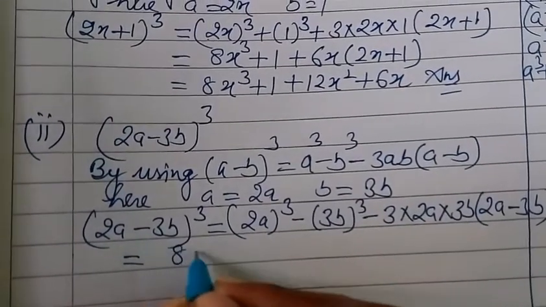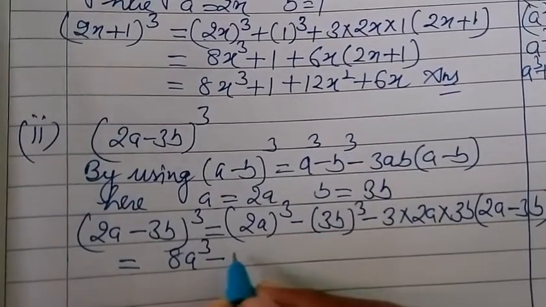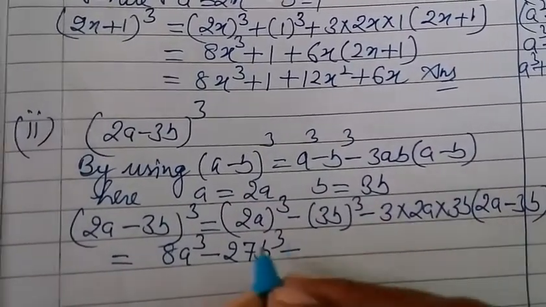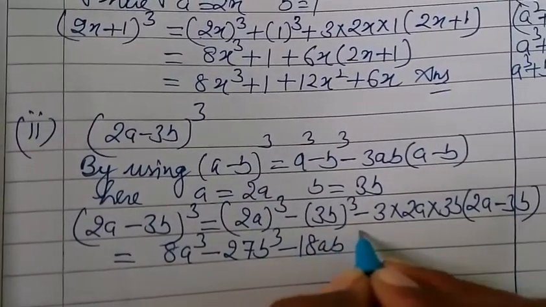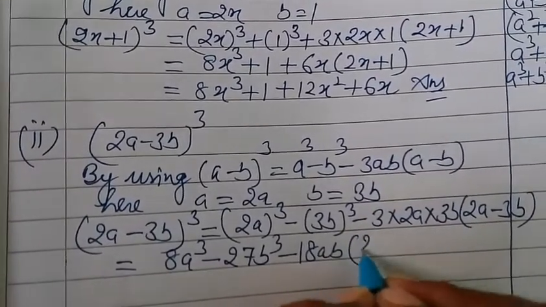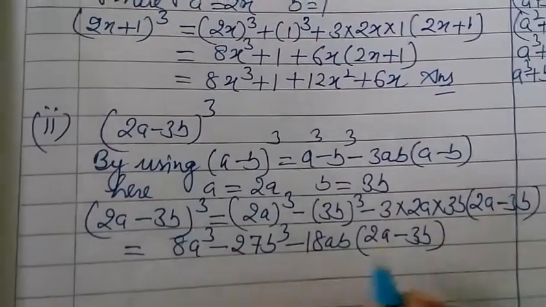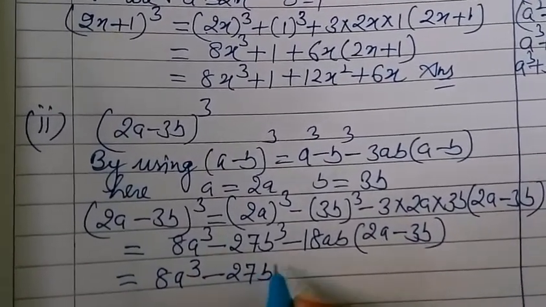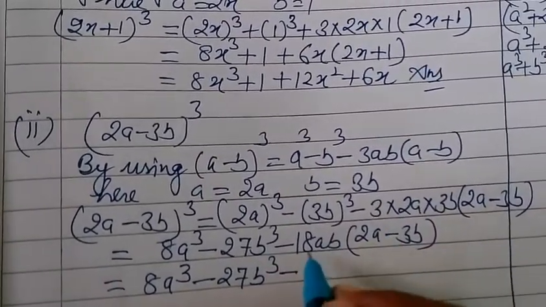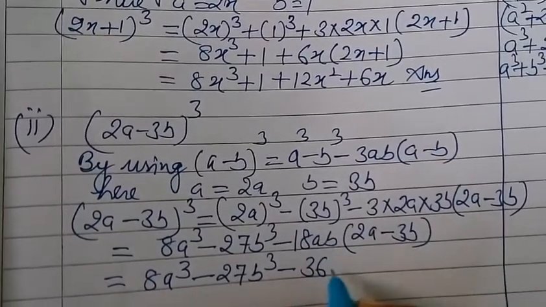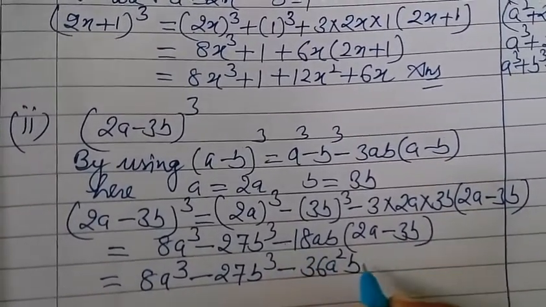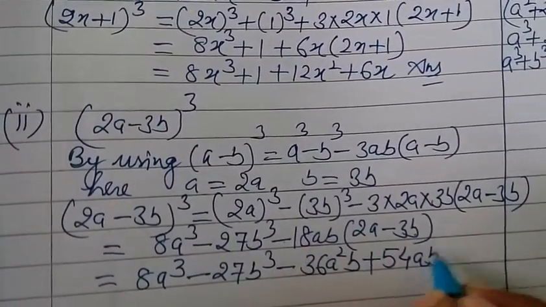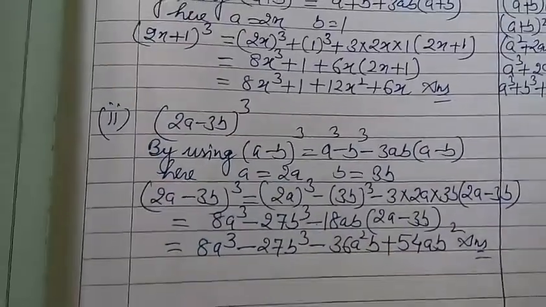2 cubed is 8, so 8a cube, minus 3 cubed is 27, so 27b cube, minus 3 times 6 is 18, so 18ab into (2a minus 3b). Now open this bracket also, so you'll get 8a cube minus 27b cube minus 18 times 2 is 36, a into a gives a square b, minus minus plus, 18 times 3 is 54, ab into b gives b square. In this way I got the answer for the second question also.